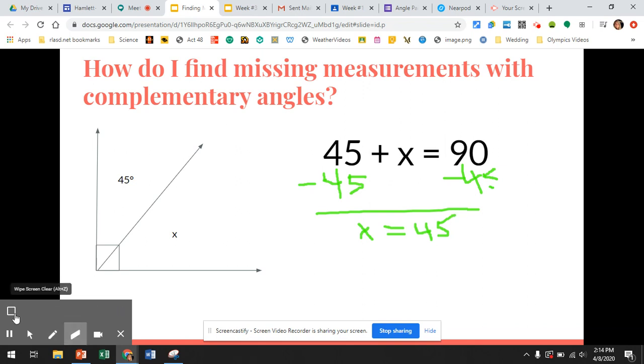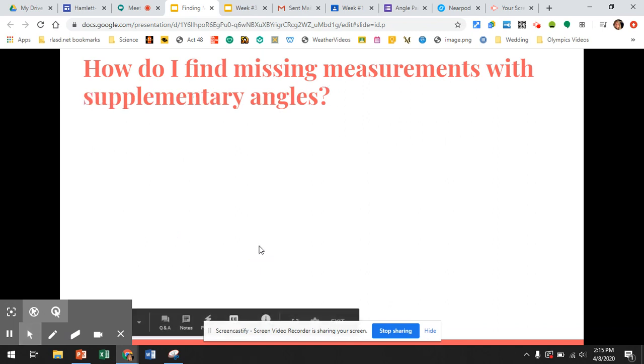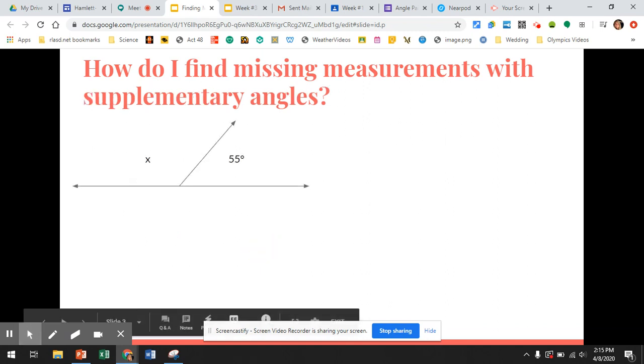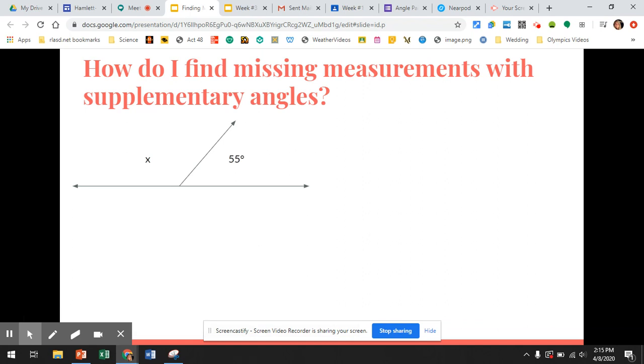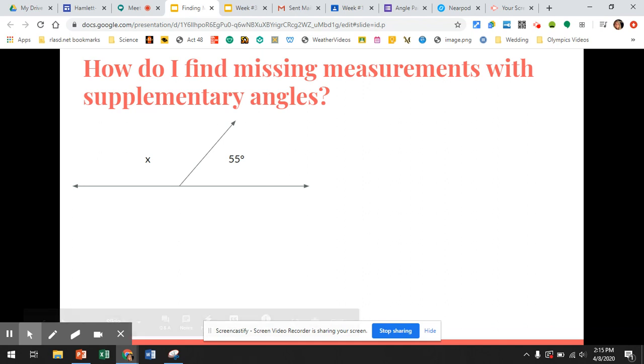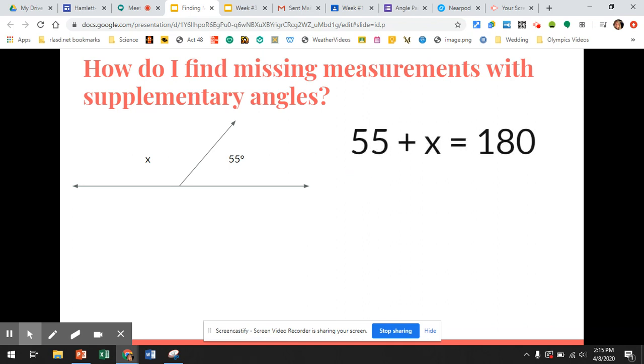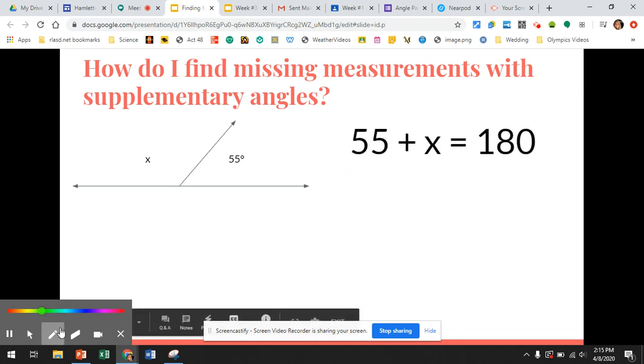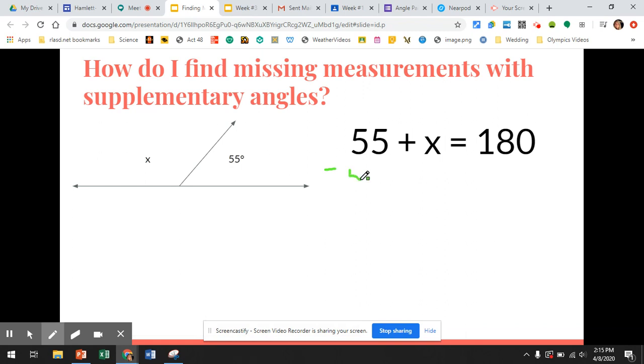Let's take a look at an example when it's supplementary angles. So supplementary angles are two angles that form a straight angle, or what we know as 180 degrees. So we're going to set this up very similar to our previous equation in the fact that it's going to be 55 plus x, but instead of it equaling 90 degrees, we're going to have it equaling 180 degrees because of it being a straight angle. And then we'll solve it just like we did in the previous example. So we're going to subtract 55 from both sides.